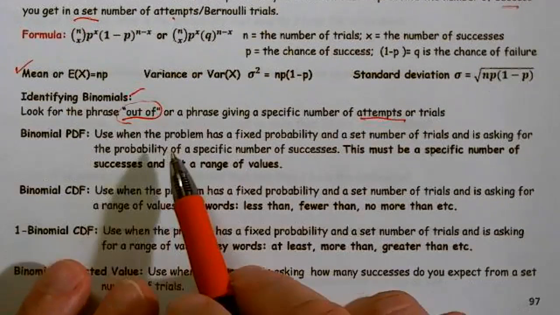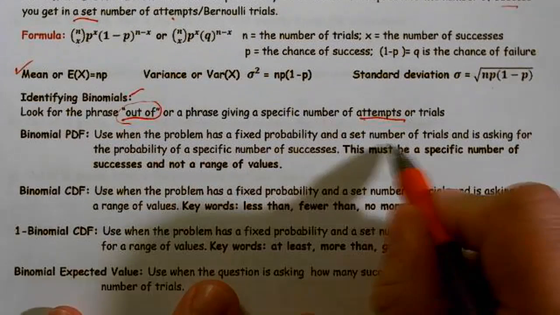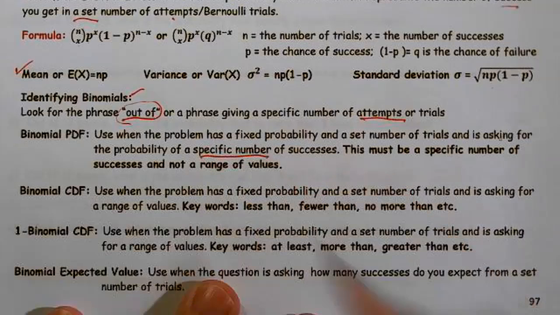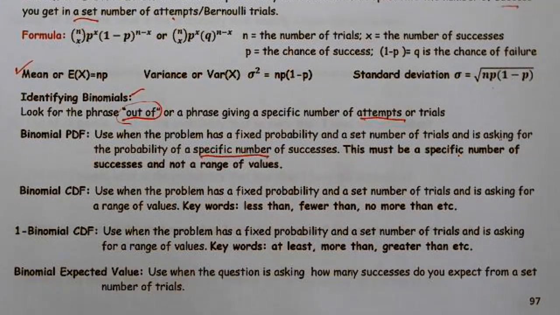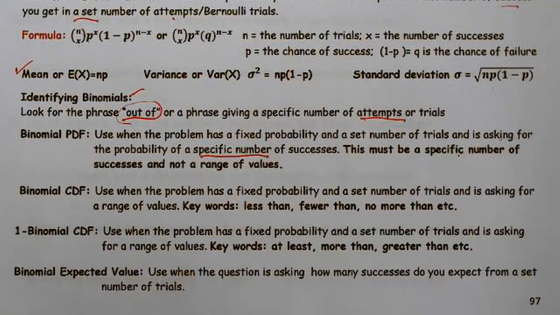So you use a PDF when the problem has a fixed probability and a set number of trials and is asking for it to happen on a specific number of successes. Must be a specific number of successes, not a range of values. What's the probability that it happens 7 times out of 10? Well, 7 is a specific value, therefore PDF. What's the probability it happens 0 times out of 100? 0 is a specific value, it's a PDF. It has to be an exact singular value, not multiple values.